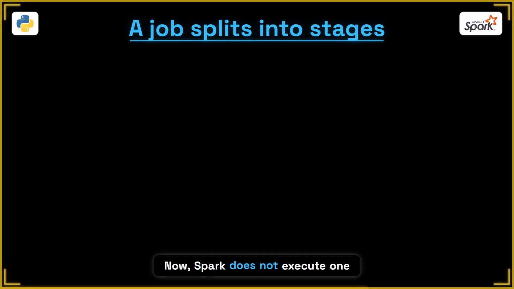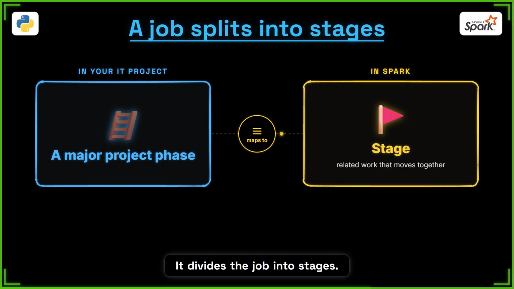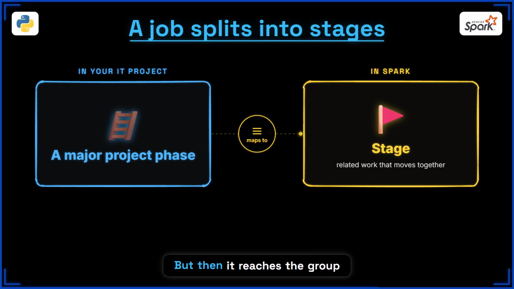Now, Spark does not execute one giant job all at once. It divides the job into stages. And a stage is like a major phase of work, just like a larger project phase, where related work can move forward together. For our example, Spark can read review files and split them into words, but then it reaches this.